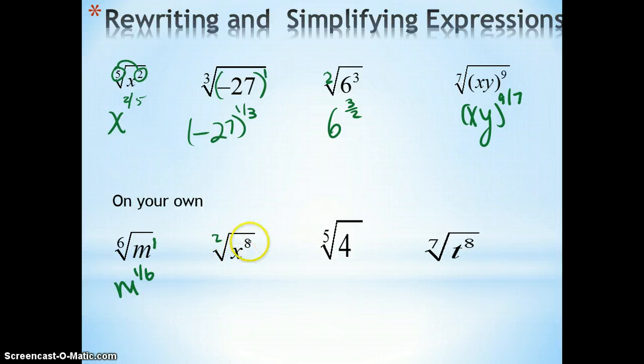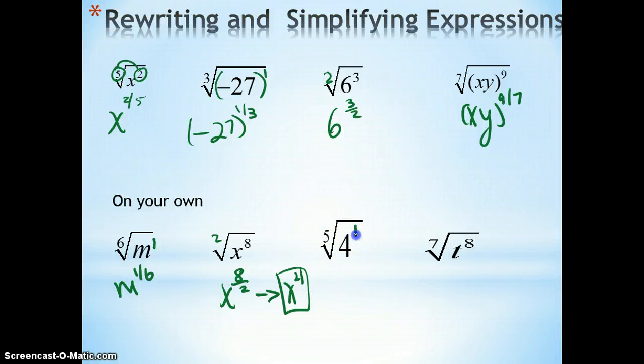We have x to the 8th. That means that we're going to rewrite this as x to the 8/2. Then we're going to take that and we're going to simplify this fraction. So if we can simplify it, we definitely will. So this is the same as x to the 4th, because 8 divided by 2 is 4. We can do it with variables. We can do it with numbers as well.